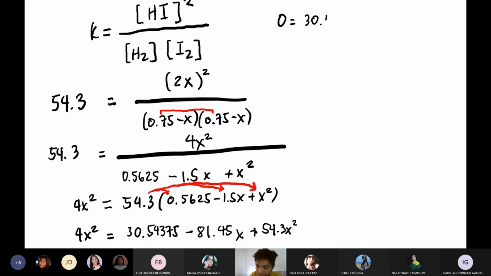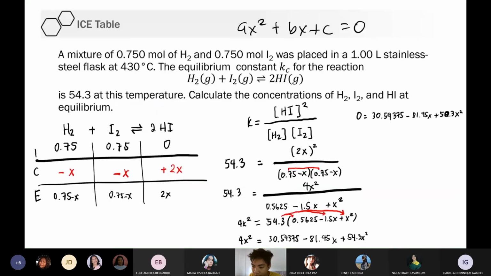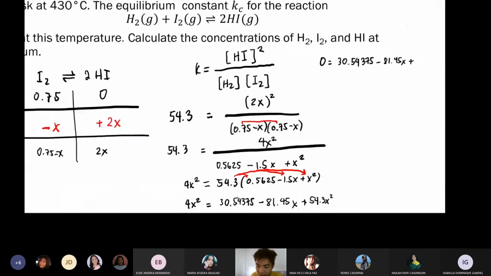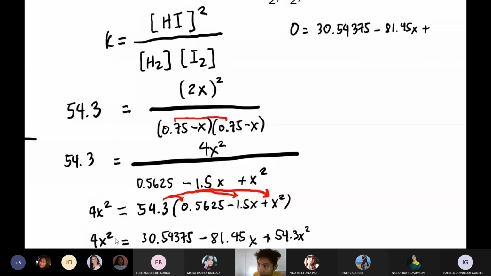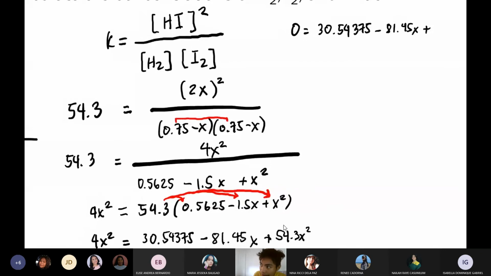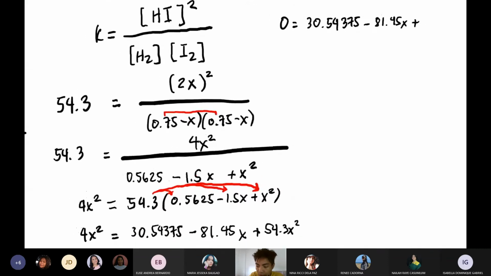Okay, so let me write it here. That will be 30.54375 minus 81.45x. Kapag yung 4x square nilipat ko sa kabila, that will be negative 4x square na. Tapos may 54.3x square ako. So 54.3x square minus 4x square, that will be 50.3x square. Okay, so bakit sir naging 50 yon? Kasi again, yung 4, sinubtract ko na sa 54. Di ba itong 4x squared nilipat ko na sa kabila, so pag nilipat ko yun doon, magiging negative yan. So ima-minus ko na yan dito sa 54. So that will now be 50.3x squared.